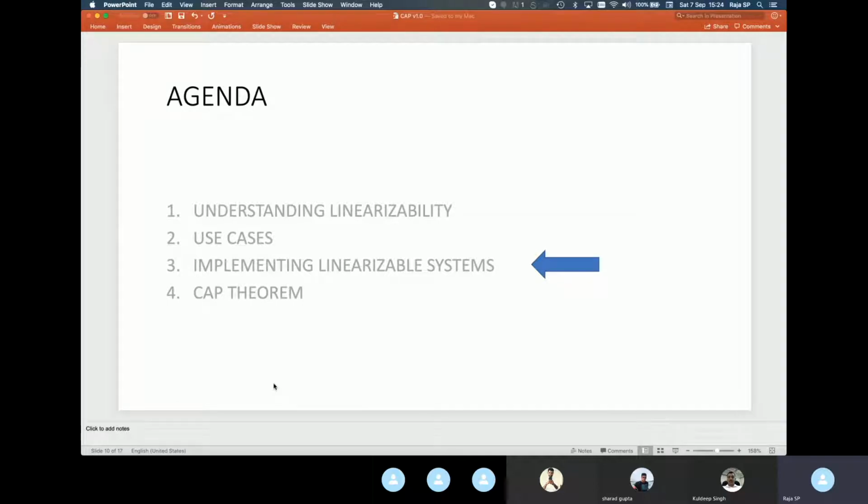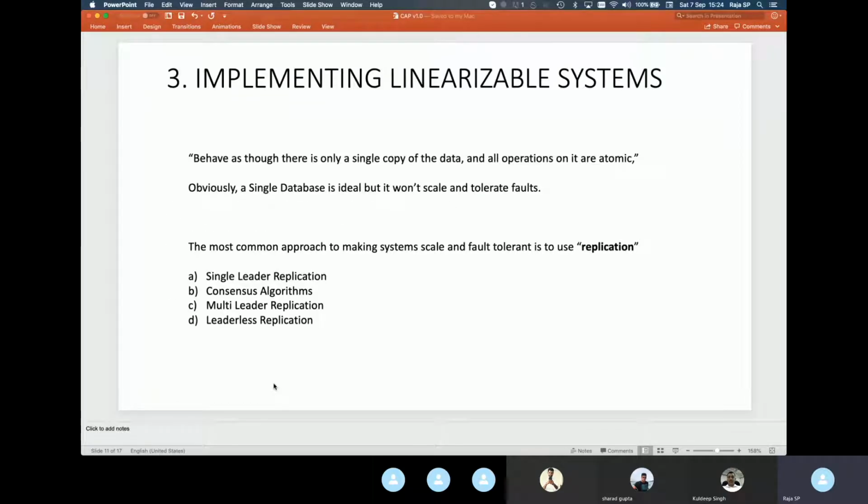So I'm going to put some thinking using the distributed systems as a context. So once again, reiterating, we are saying that the database system has to behave as if there is only one copy of data and all operations are atomic. This is the perspective that a distributed system should give to the client, although behind it could be one or more or n number of databases partitioned, replicated behind that. So obviously, it's easy to do it with a single database, but a single database won't scale, won't tolerate faults, and this is the fundamental reason why we started distributed computing in the first place.